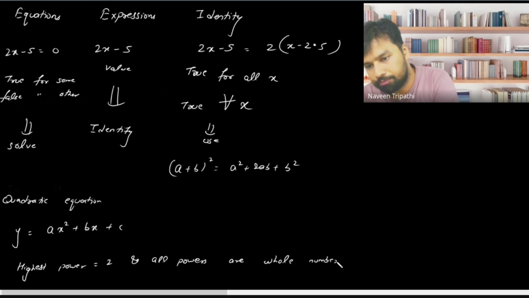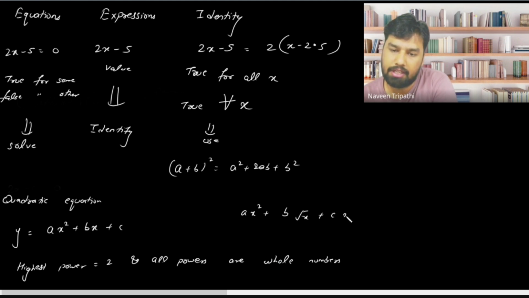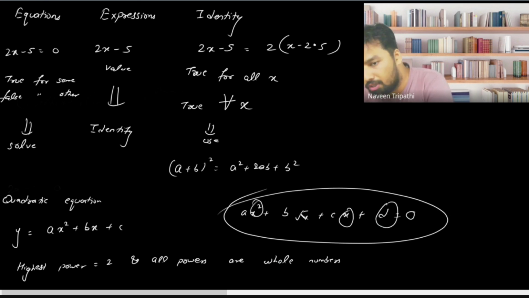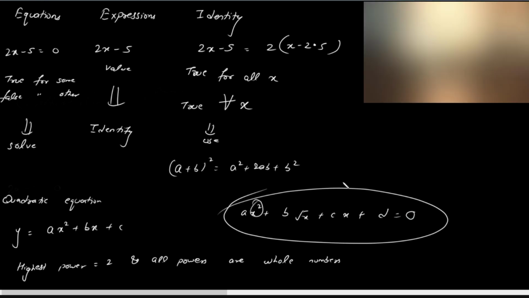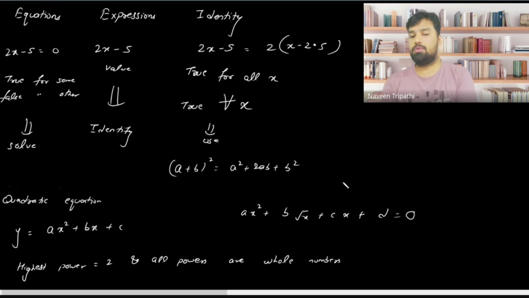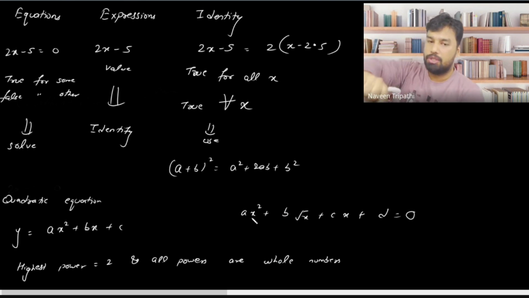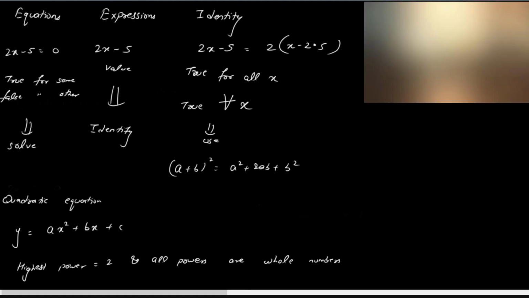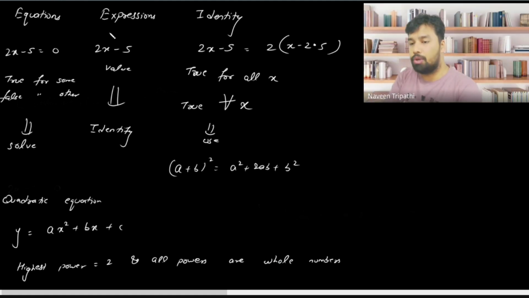I'll tell you. ax square plus b root x plus cx plus d is not a quadratic equation. Why? Because here you have power 2, here you have power 1, here you have power 0, but here you have power half. This automatically is disqualified as a quadratic equation. We don't say it's a quadratic equation. So always remember this: whenever we talk about a quadratic equation, we make sure that the highest power is 2, but along with that, the other powers are also whole numbers. If it is not a whole number, there might be some method to convert it to a whole number.